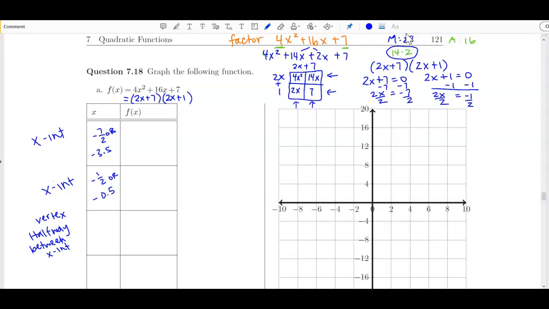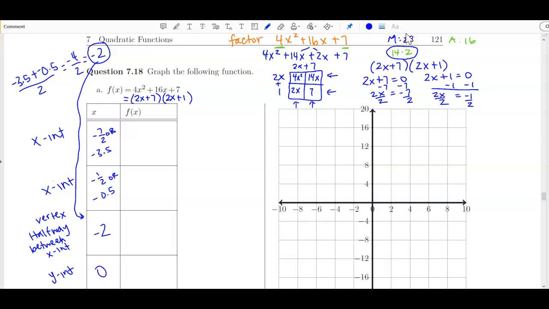Don't we add those and then divide them by 2? Yeah, so let's do -3.5 plus -0.5, all divided by 2. So that's really going to be a -4 divided by 2. So that works out a little bit nicer. So -2 is what we want to put in place of our x here. That's halfway between those guys. And then to find our y-intercept, we'll always choose 0 to be our x.